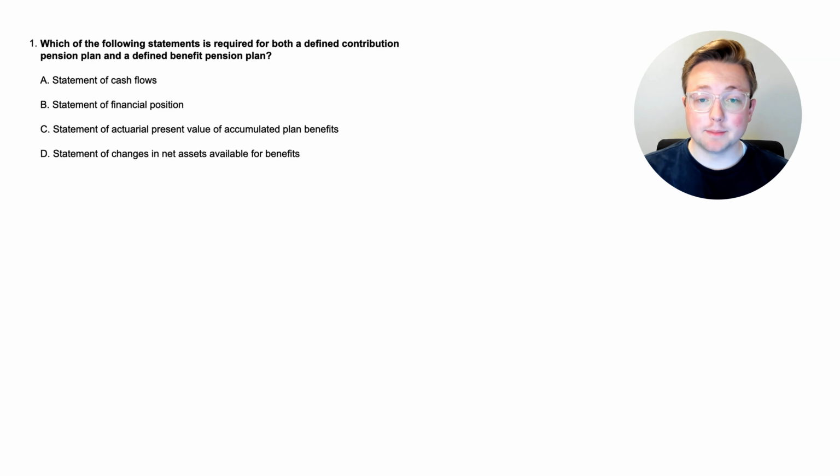Which of the following statements is required for both a defined contribution pension plan and a defined benefit pension plan? Is it the statement of cash flows? Is it option B, the statement of financial position? Is it the statement of actuarial present value of accumulated plan benefits? Or is it the statement of changes in net assets available for benefits? Out of these 4 options, which one is required for both plans? If you know, that's great. If not, that's okay. We're learning through the questions. So let's take a look at the explanation.